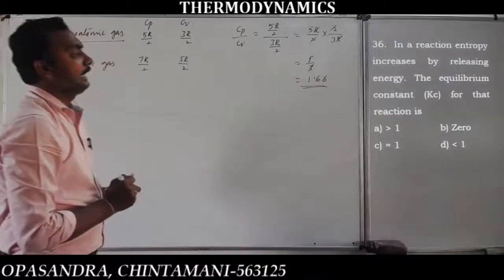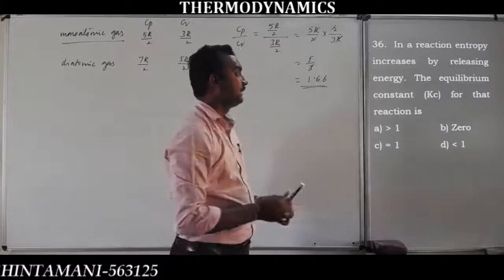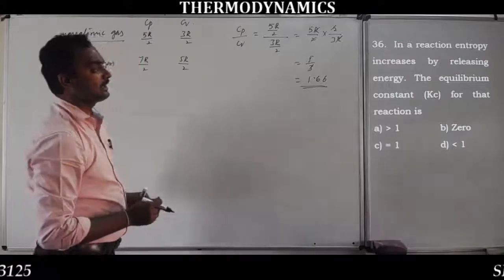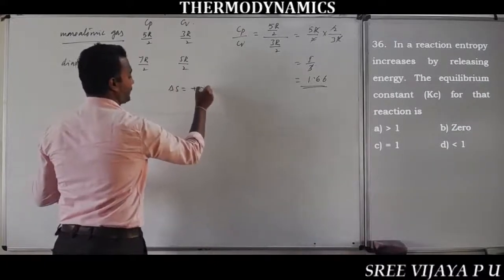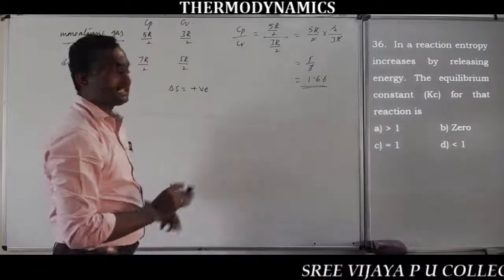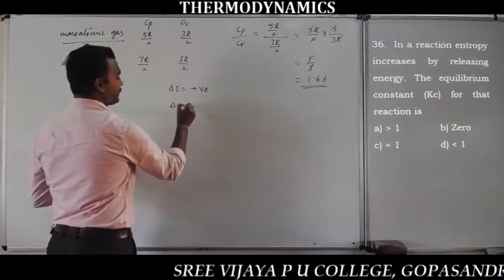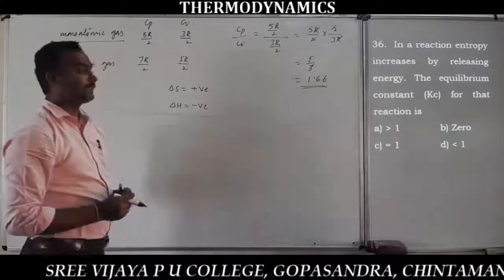That is, in the reaction entropy increases by releasing energy. The equilibrium constant for that reaction is ಅಂತ ಹೇಳಿದ್ದಾರೆ. Reaction is entropy increases ಅಂತ ಹೇಳಿದ್ದಾರೆ. That is delta S is equal to positive. By releasing energy ಅಥವಾ heat release ಆಗ್ತಾ ಇದೆ ಅಂತಂದ್ರೆ that is delta H is equal to negative. Then equilibrium constant for the reaction ಅಂತ ಹೇಳಿದ್ರೆ.